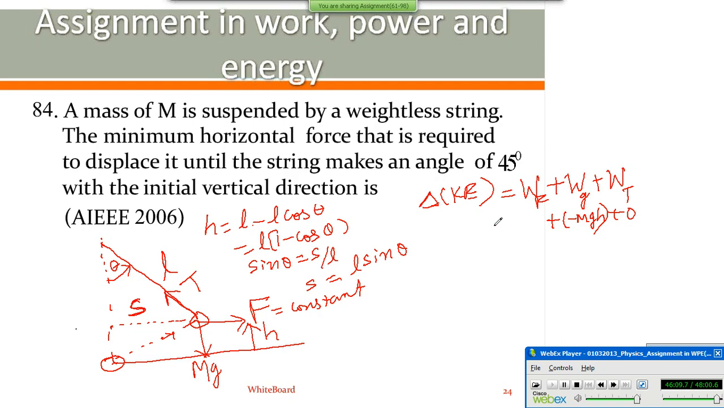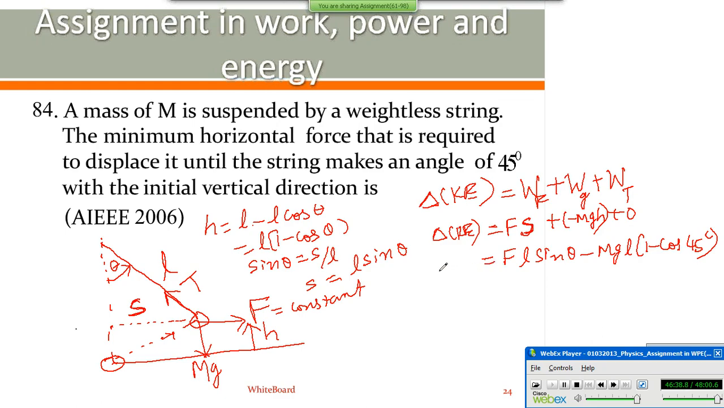Work done by the constant force is equal to the product of the magnitude of the constant force multiplied by the magnitude of the displacement in the direction of the constant force. Magnitude of displacement in the direction of the constant force is S, and the force is F. So S can be written as L into sin theta, and h equal to L into 1 minus cos theta.